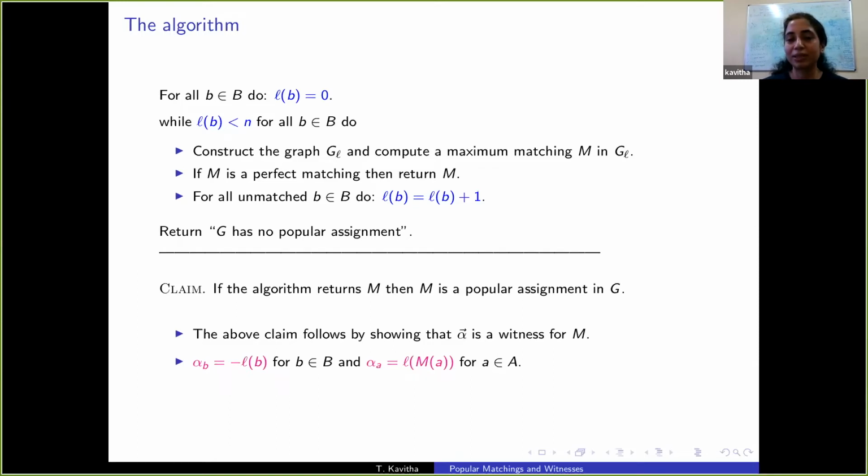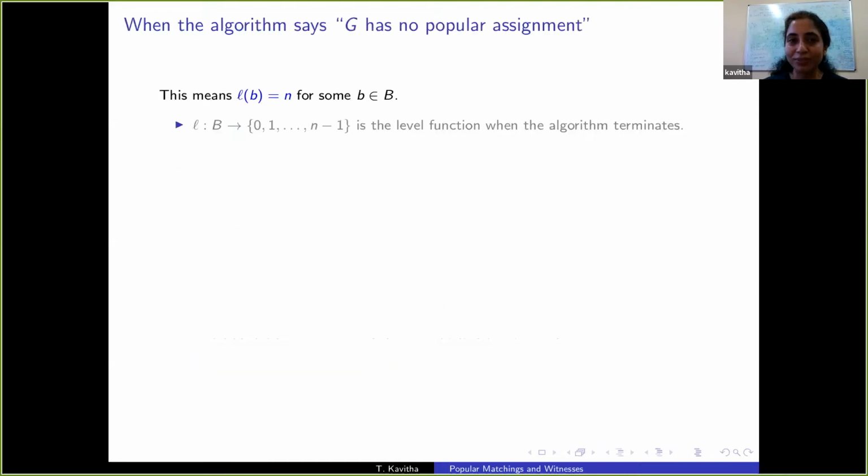So let me go to the more difficult side. When the algorithm says G has no popular assignment, we must show that indeed G has no popular assignment. So when does the algorithm say G has no popular assignment? It means the level of some object has reached n. So let's say L was the level function when the algorithm terminates. So L of B equals n for some object B.